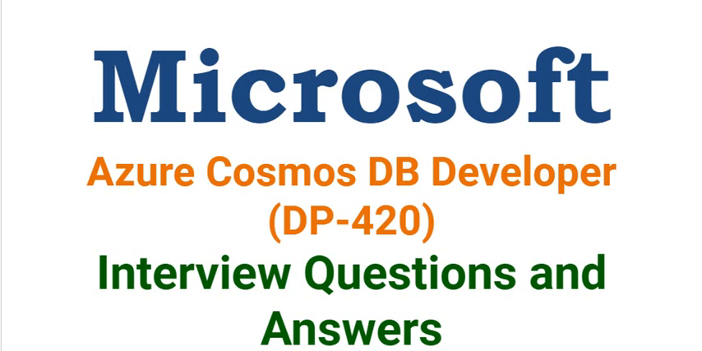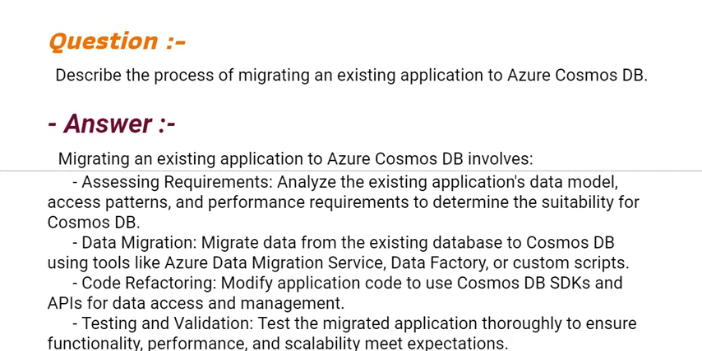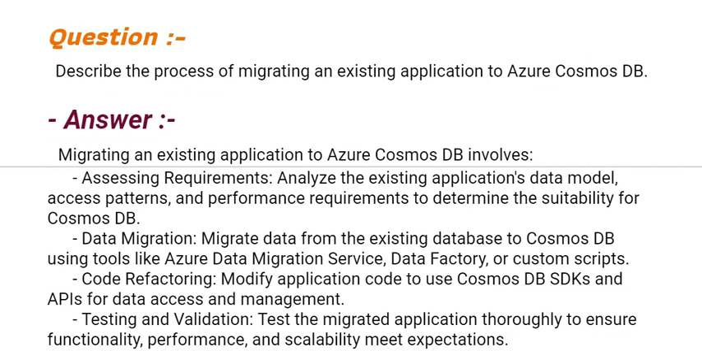The question is, describe the process of migrating an existing application to Azure Cosmos DB. Your answer should be, migrating an existing application to Azure Cosmos DB involves assessing requirements, analyze the existing application's data model, access patterns, and performance requirements to determine the suitability for Cosmos DB.